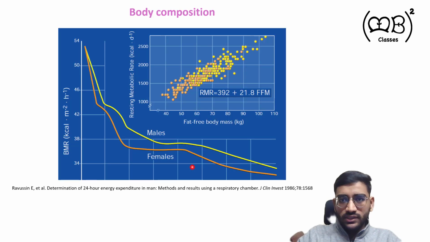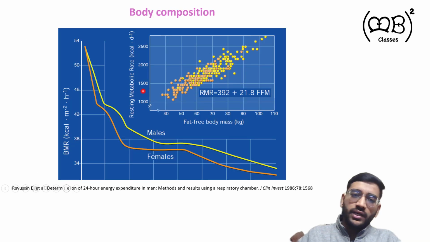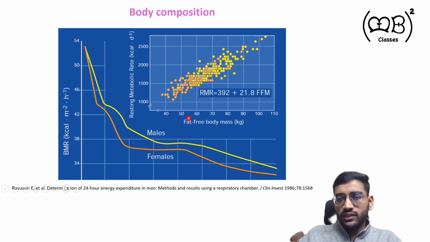which can also be seen in this upper graph, that if I compare the resting metabolic rate with the fat-free body mass, the fat-free body mass being the lean body mass, then there are no sex differences which can be observed.